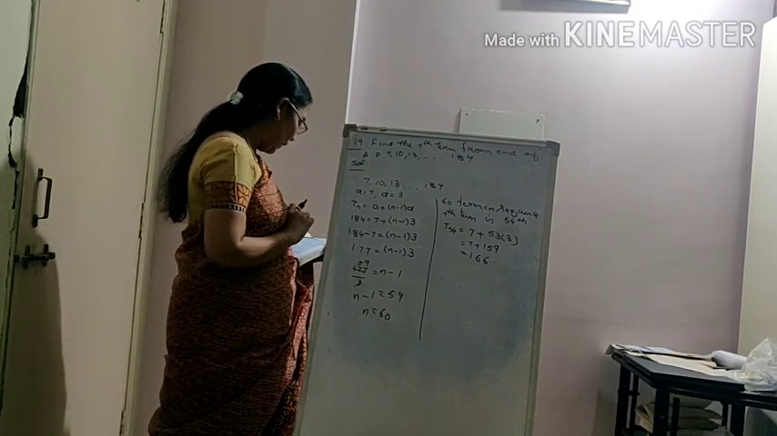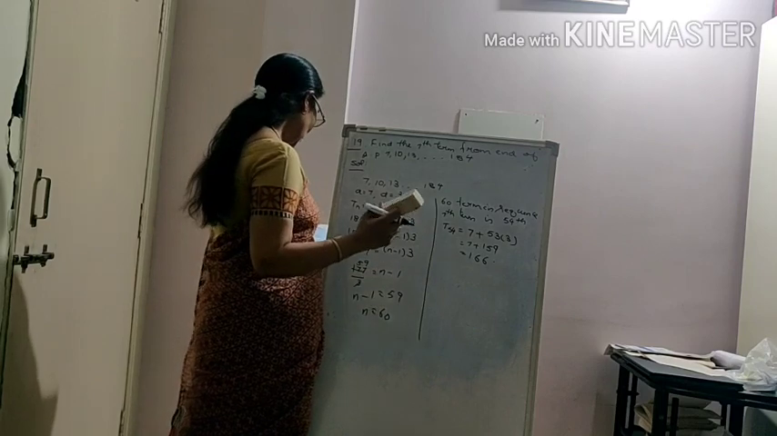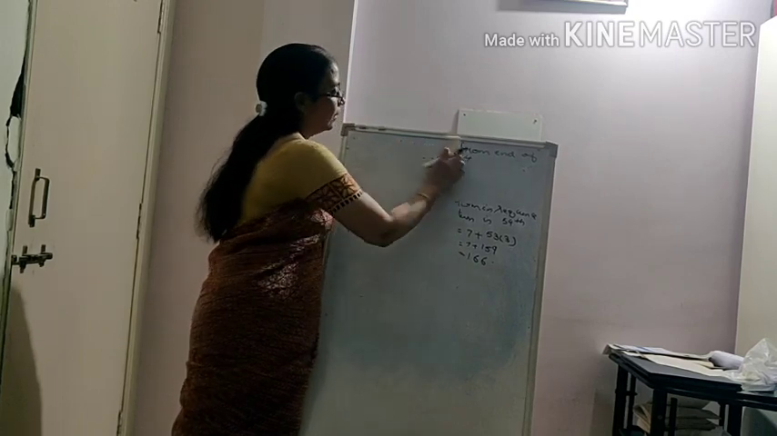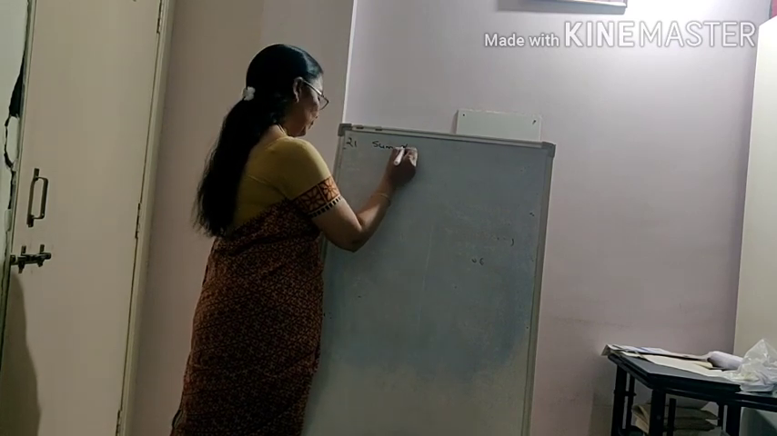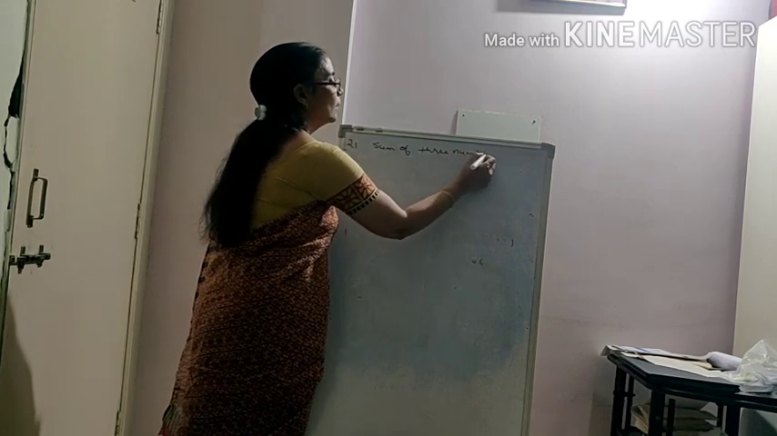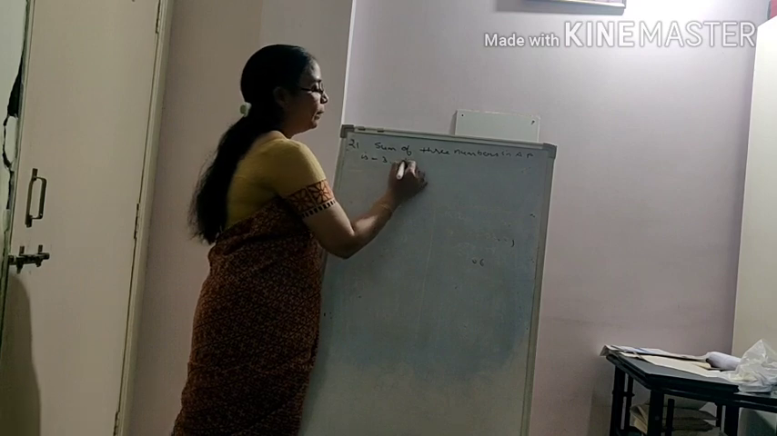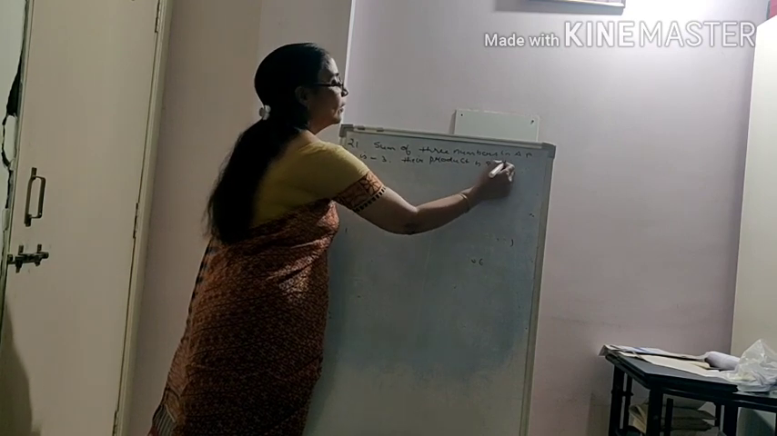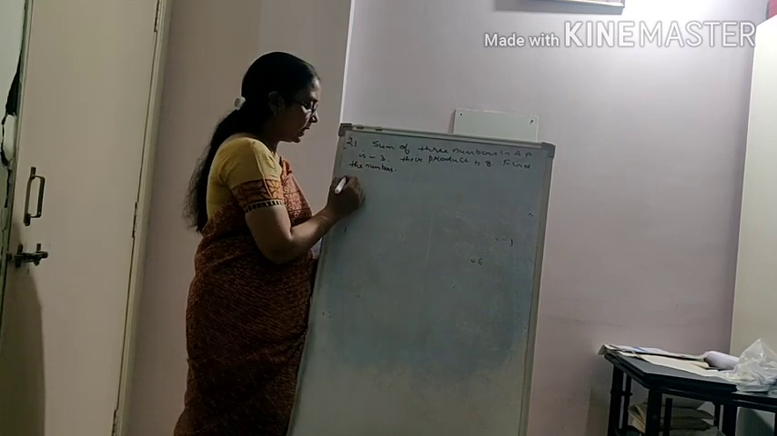Then we will solve one more question. The sum of 3 numbers in AP is minus 3. Their product is 8. Find the numbers.